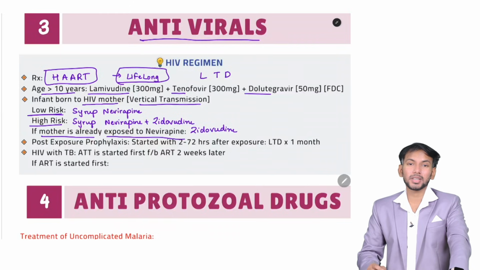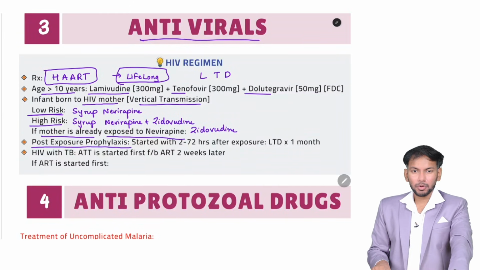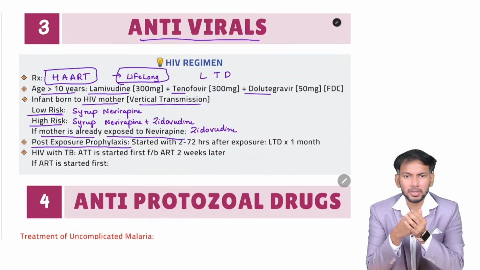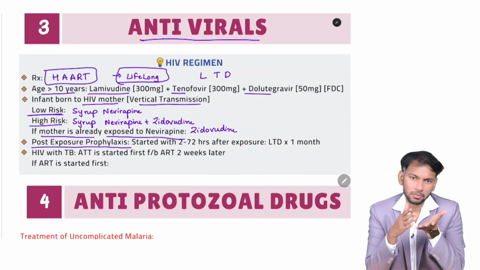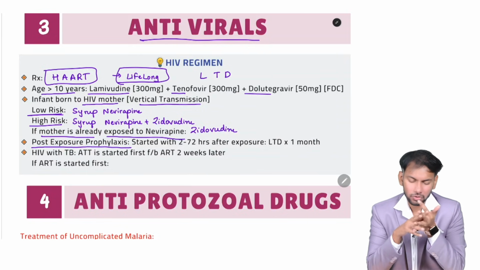These are the most important things about the treatment of HIV. Now, coming to post-exposure prophylaxis, let us suppose somebody has drawn blood from the HIV patient and with that needle you got pricked. That is what is known as needle prick injury. If there is any needle prick injury, what should you do?